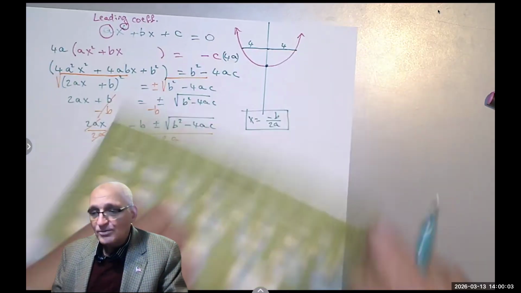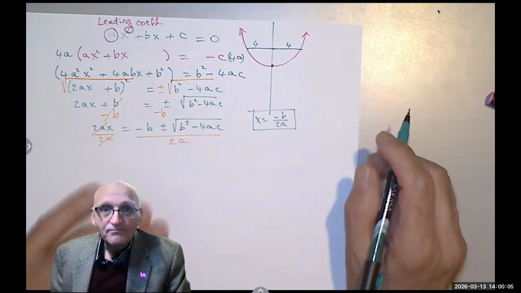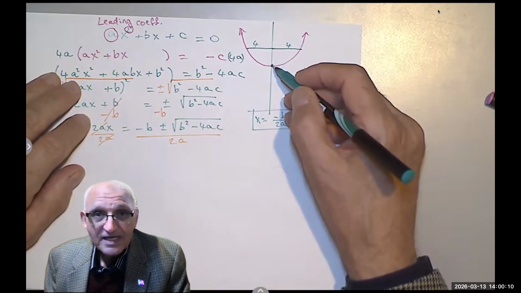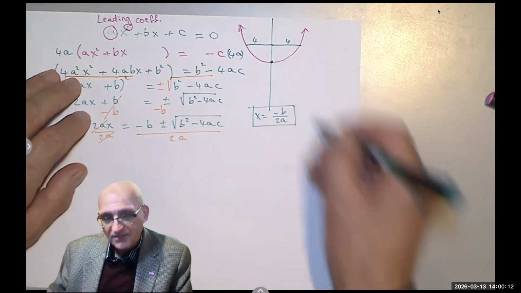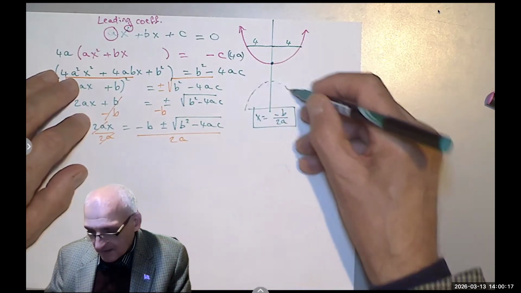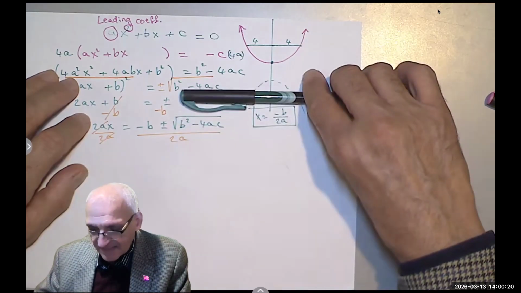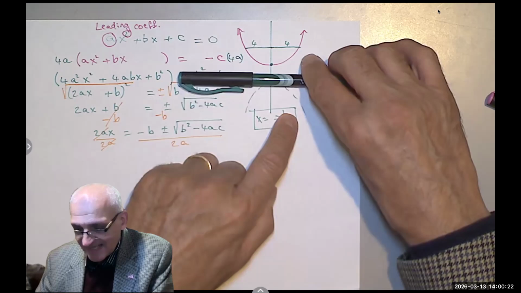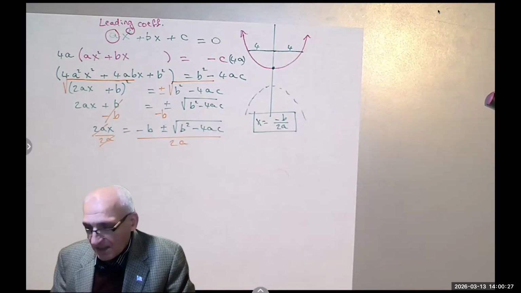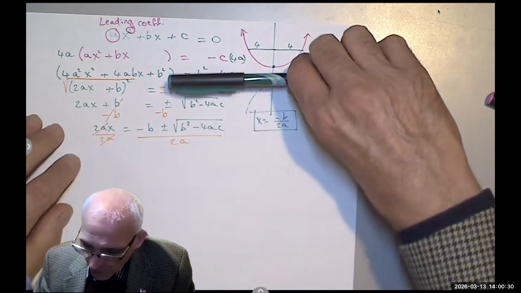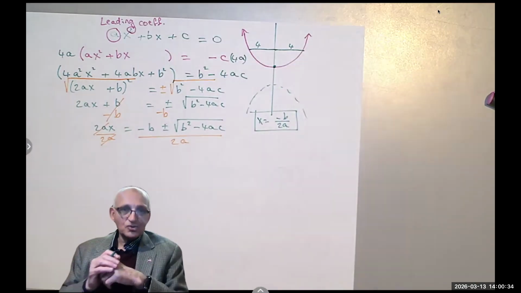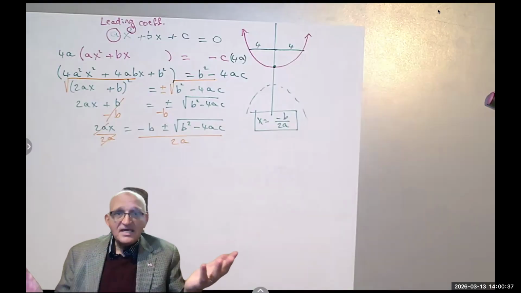So you may have 2 solutions if the vertex is below the x-axis, or above it if it's opening down. If it's opening down like that and it's above the x-axis, you will get 2 solutions. If it's exactly on the x-axis, you get a unique solution. And if it's either below it and opening up, or above it and opening down, you will never get any solutions. And these are the 3 cases.